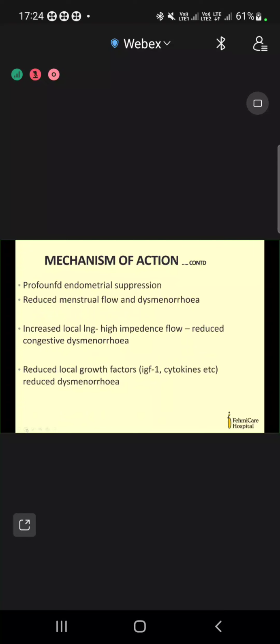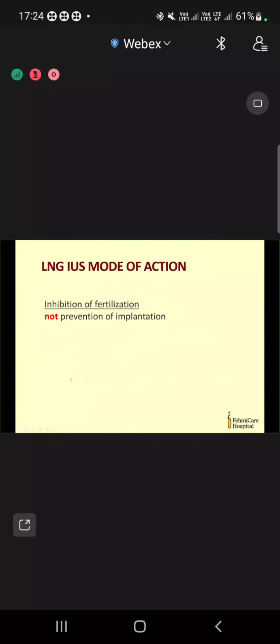It causes not only a decrease in the menstrual flow, it also reduces the dysmenorrhea, and it helps in reducing both spasmodic as well as congestive dysmenorrhea. It reduces the local growth factor, and thereby reduces dysmenorrhea, but it cannot prevent implantation, and inhibition of fertilization is not its mechanism of action.